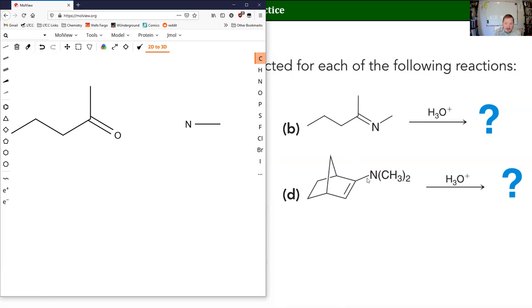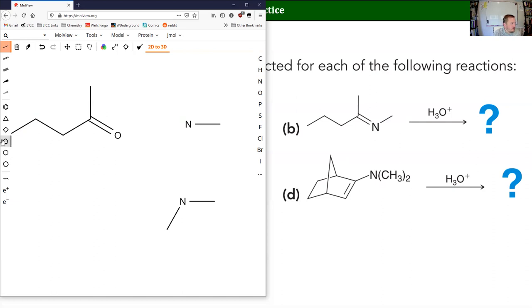We don't have a carbon-nitrogen double bond because we have a secondary amine here. So it couldn't make the imine, so it made the enamine instead. And if we undo this reaction, it's basically going to do the same thing. We're going to chop off the nitrogen, including its two methyl groups. So we'll get dimethylamine.